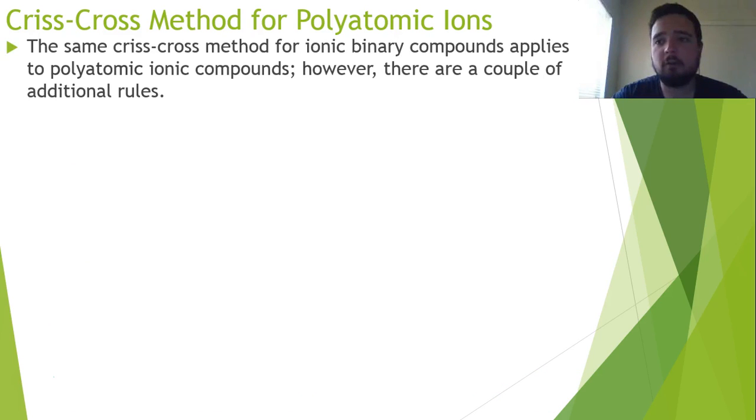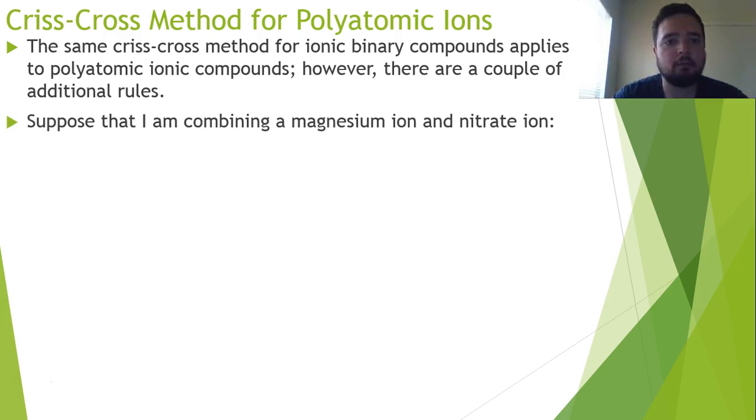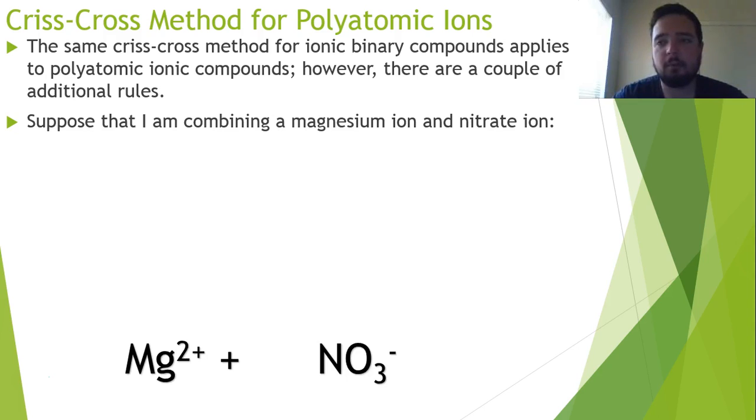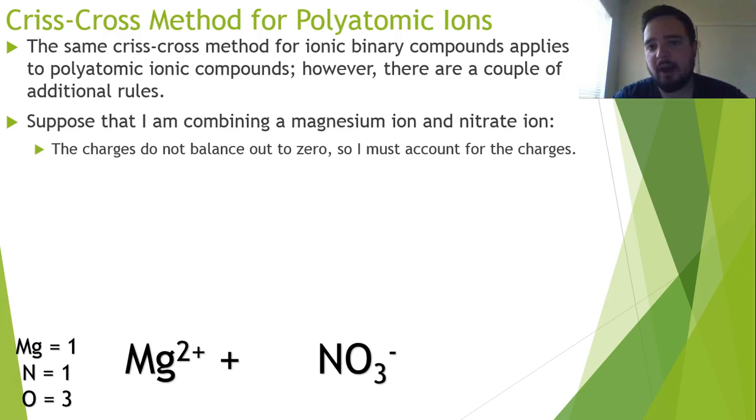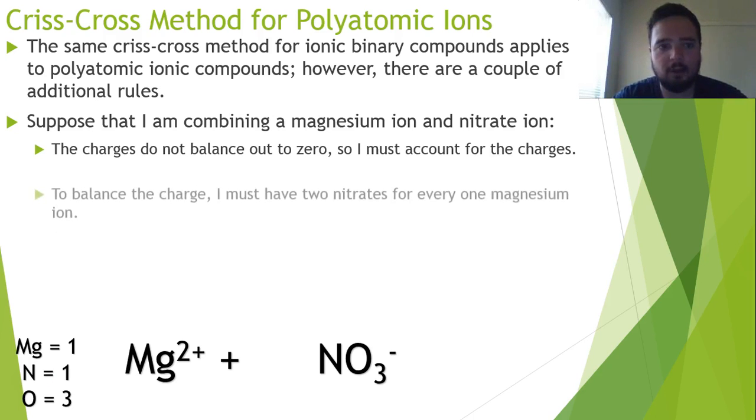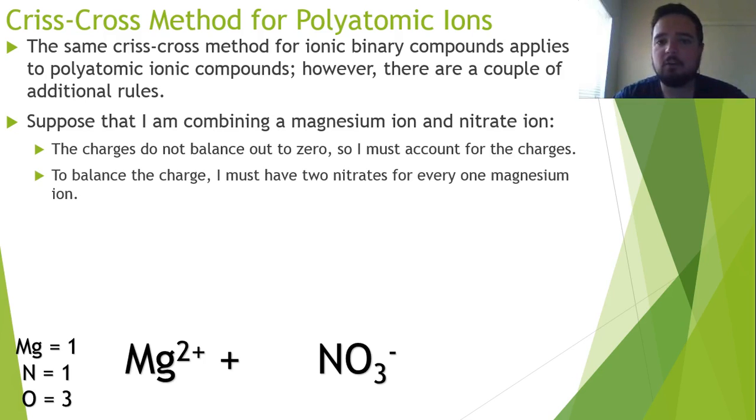So we do apply the crisscross method to polyatomic ions, the same crisscross method as we use for ionic binary compounds. But there are a couple of additional rules. So suppose I'm combining a magnesium ion and a nitrate ion, which is Mg2 plus and NO3 minus. Okay, we know that magnesium has one atom of magnesium, and when we go to nitrate, we have one atom of nitrogen and three atoms of oxygen. The charges don't balance out to zero, so I have to account for the charges by doing the crisscross method. To balance the charges, I have to have two nitrates for every one magnesium. So I'm going to put the 2 there.